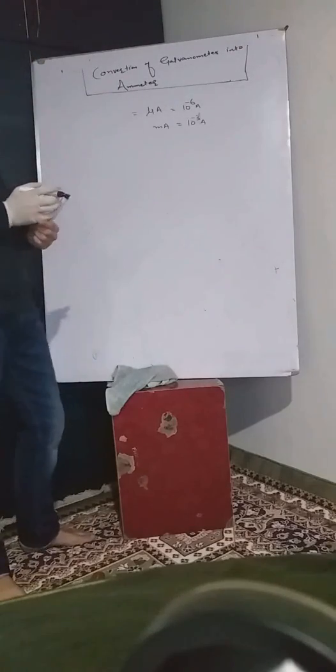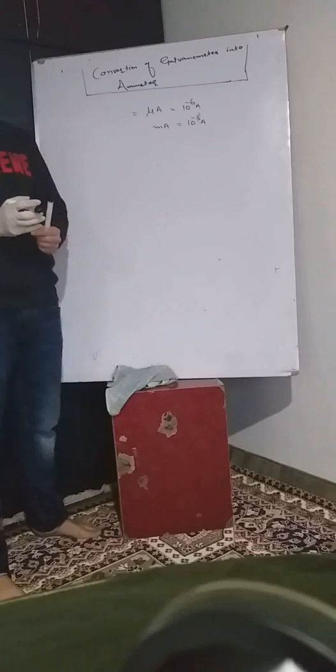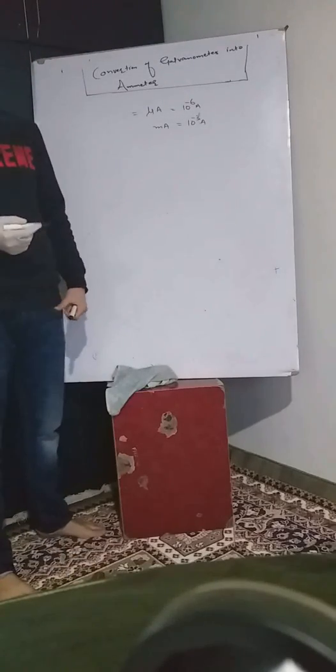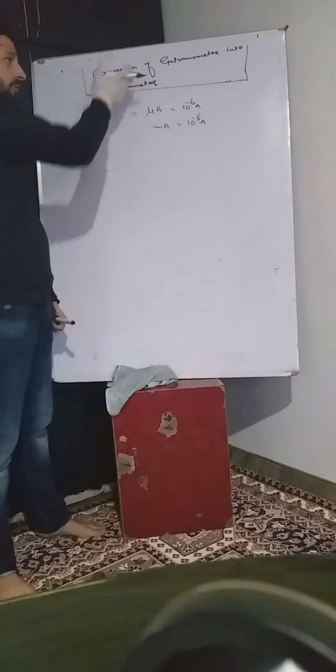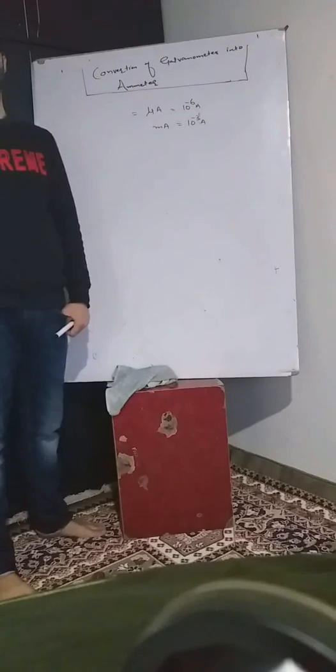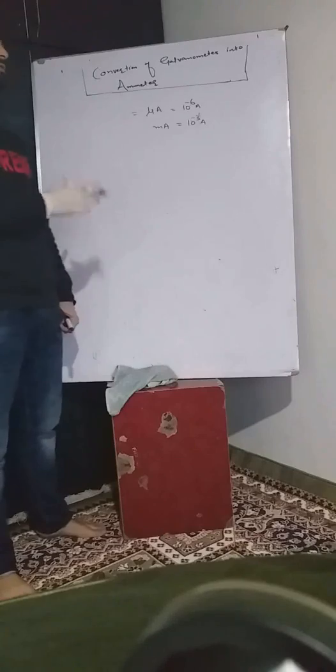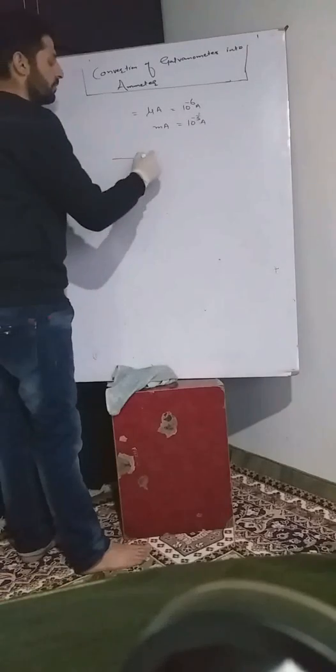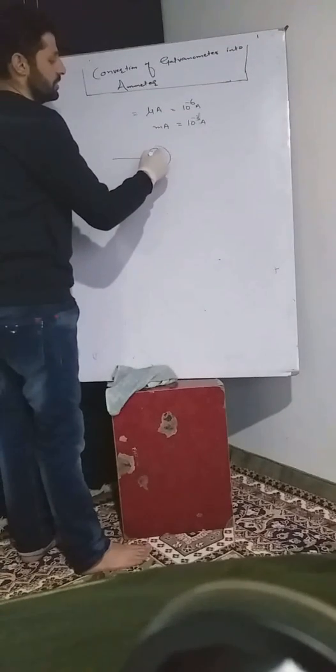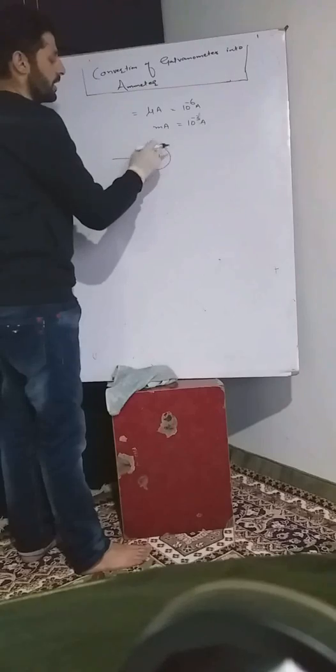Now, how to convert the galvanometer into an ammeter, and what is an ammeter? An ammeter is a device which is used to measure current. We have a galvanometer, and we can convert it into an ammeter. So how can it be converted? Let us suppose we have a galvanometer of resistance G. This is the resistance of the galvanometer coil.